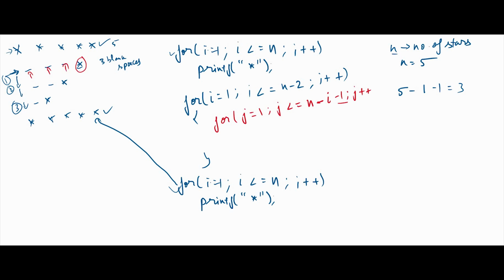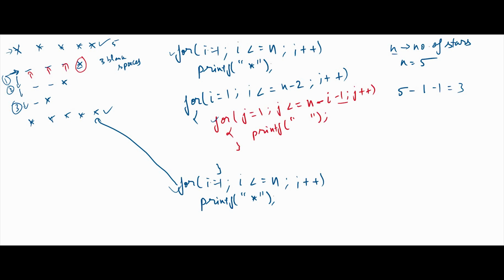And j++. Okay. And printf blank space, right? After this loop is done, between this loop, so after this loop ends, right before this first loop bracket, it will print a star. So from 1 to 3, j is equal to 1 to 3, it will print a blank space. And after it's done, it will print a star, right?